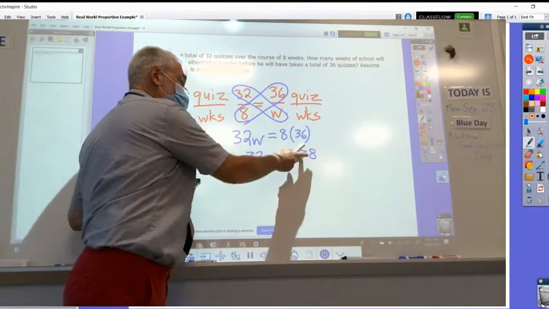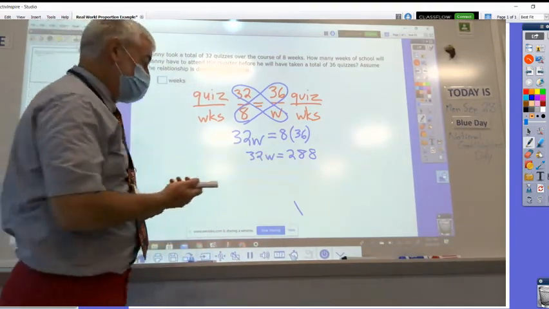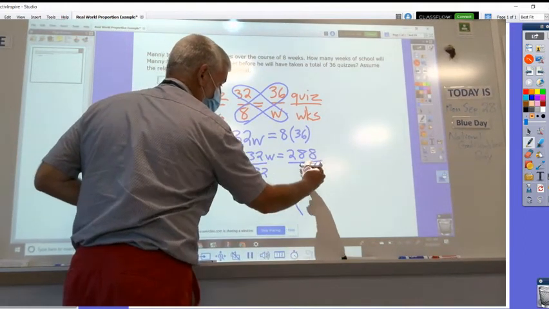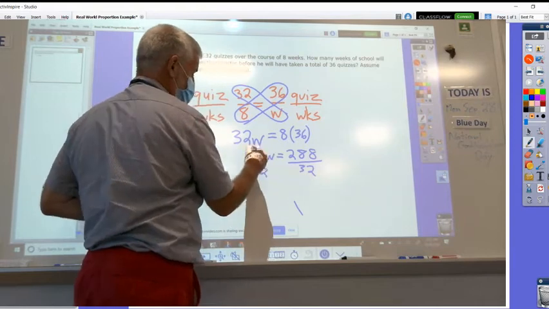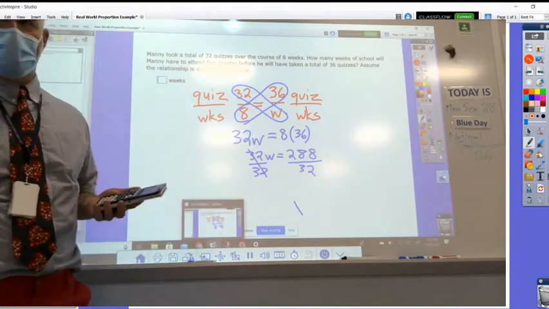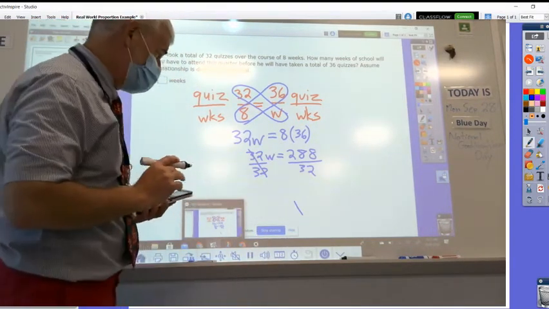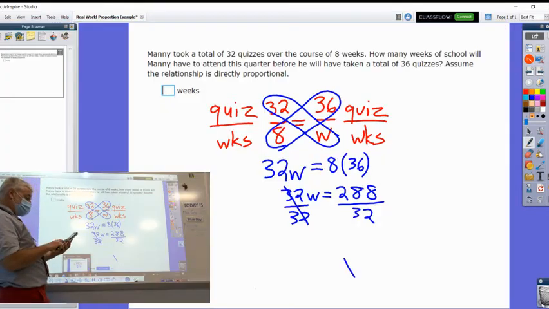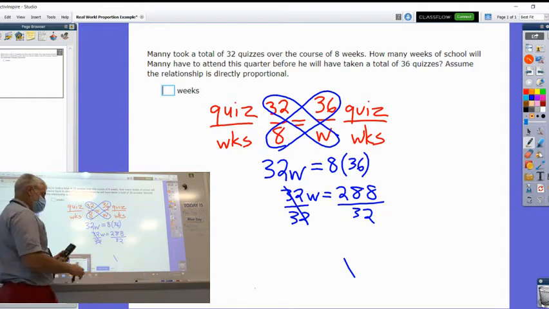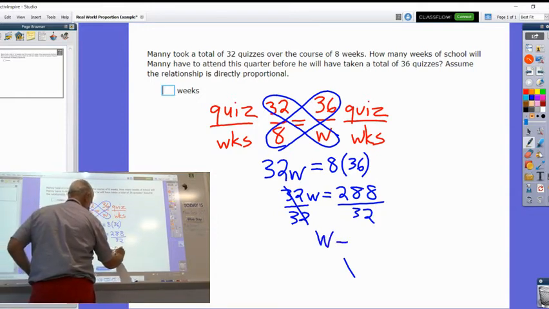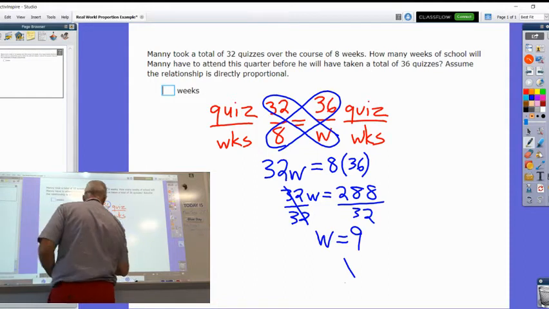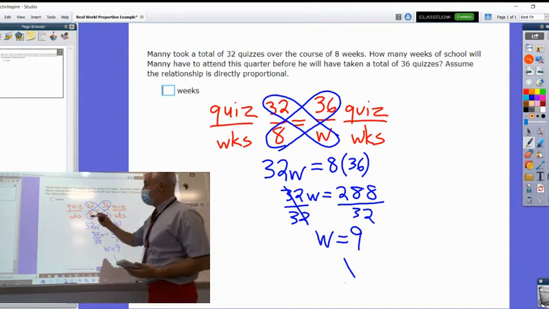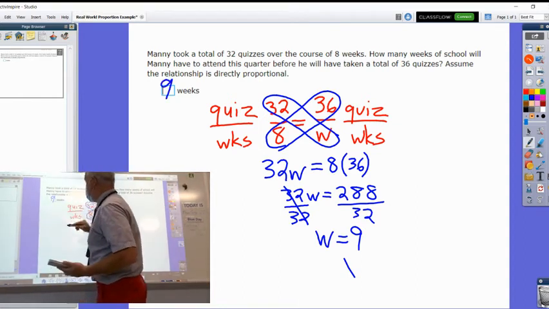If 32 weeks is 288, then what is 1 week? Well, to get that, I have to divide this by 32. This is just showing you how to get rid of that, and we'll talk more about that when we do equations later on. But W, the number of weeks, is going to be 288 divided by 32. And that answer is 9. So the answer is, for 36 quizzes, it will take Manny 9 weeks.